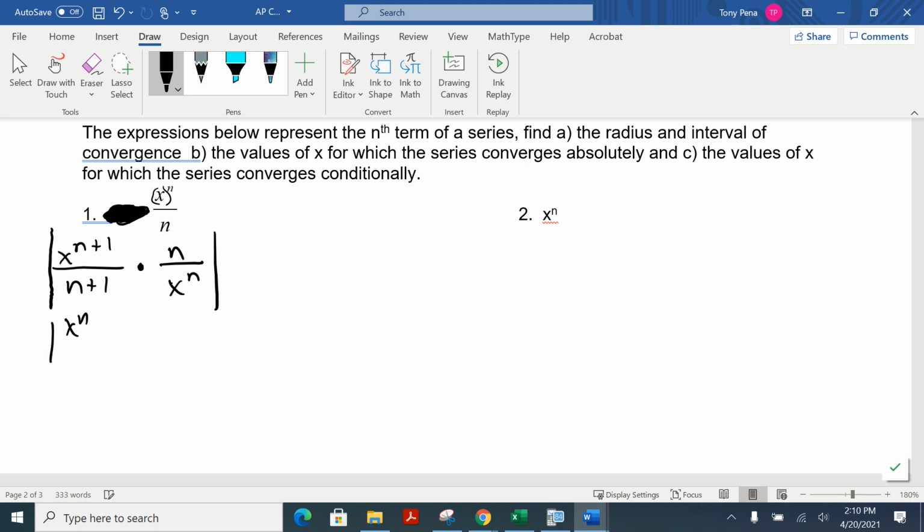So let's split this up. Eventually we're going to stop doing this because you're going to do this a number of times. But x to the n+1 is really x to the n times x. And then I'd have an n and then x to the n. The x to the n's then cancel. And what we are left with is an x times n in the numerator and then an n plus 1 in our denominator.